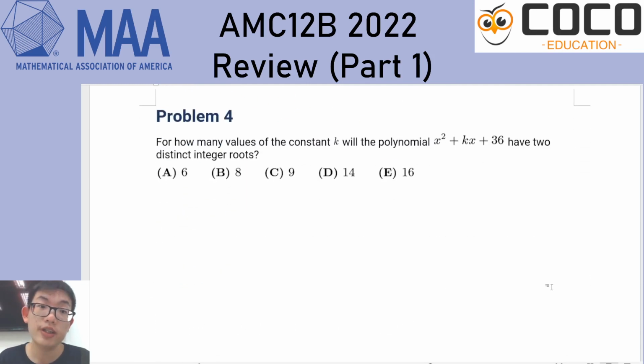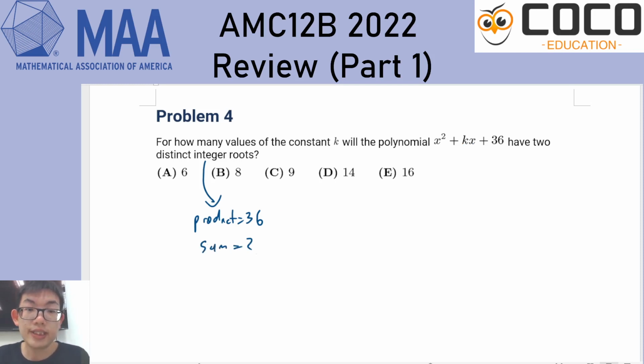For question 4, how many values of the constant k will the polynomial x squared plus kx plus 36 have 2 distinct integer values? That means that you are taking your roots by Vieta's, their product will be 36. And I want to know how many possible values are there of k. K is negative of the sum. So basically, how many different values are there of the sum?